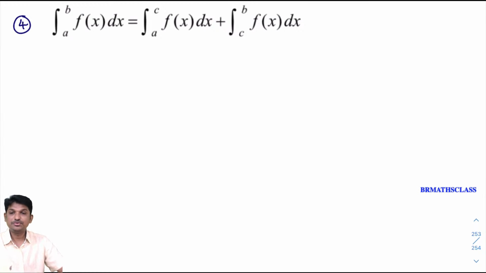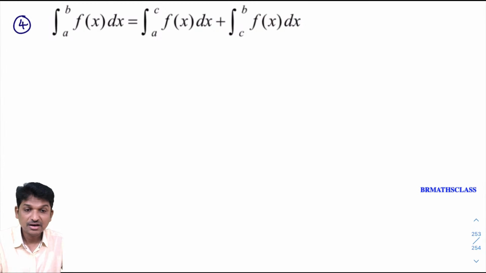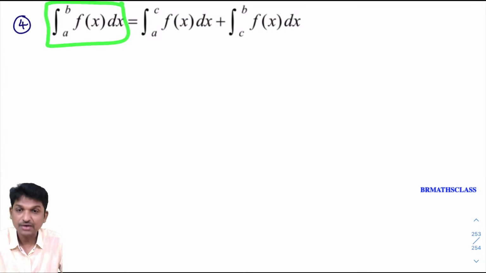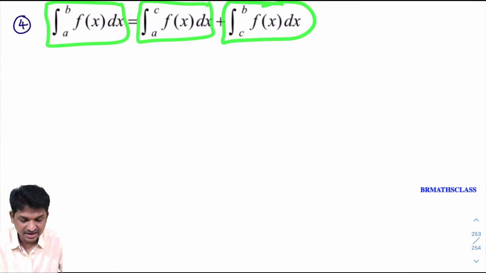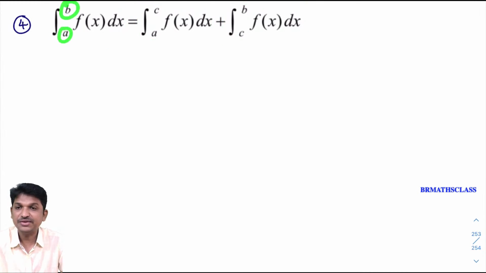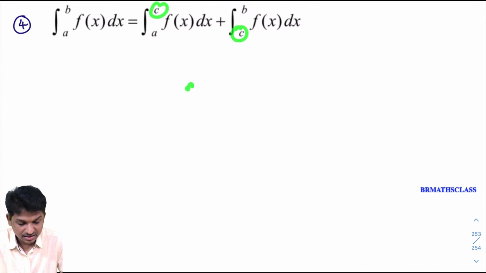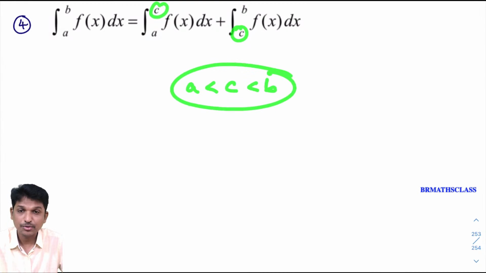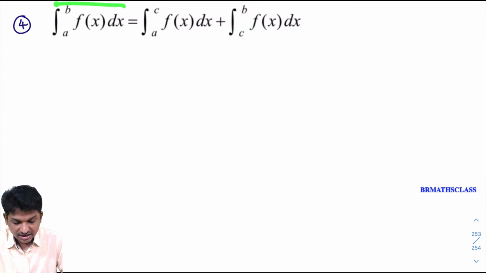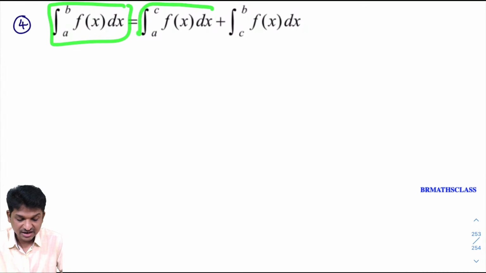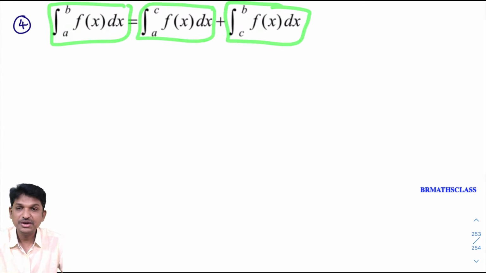What is this property? You observe this property. Integral of a to b f of x dx is integral of a to c f of x dx plus integral of c to b f of x dx. Here you need to observe that this is closed interval ab, and the c value is in between a and b. A is less than c is less than b in the property. So integral of a to b f of x dx can be written as integral of a to c f of x dx plus integral of c to b f of x dx.